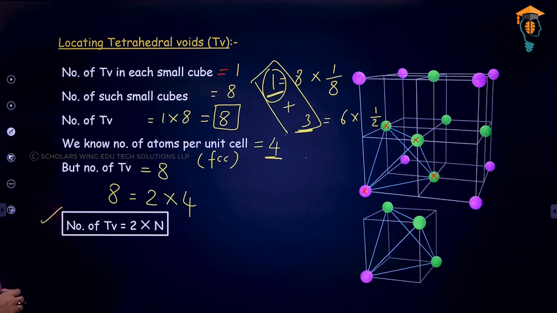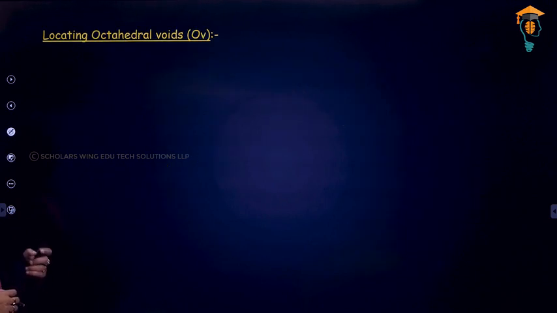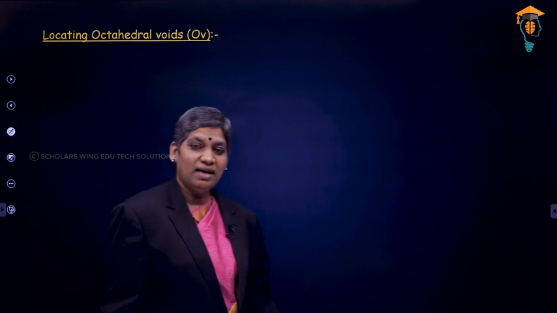Now let us look at locating octahedral voids. Fine. Okay, friends. Now let us locate the octahedral voids in the FCC unit cell. But in order to locate these voids, we should first of all find out where they are present, isn't it? Yes, they are found to be present at both body center as well as at the edge center. So now let us try to find out the number of OVs at body center to begin with.